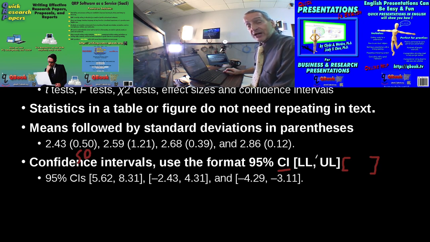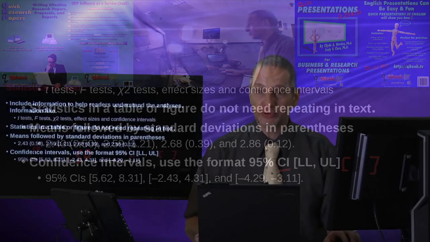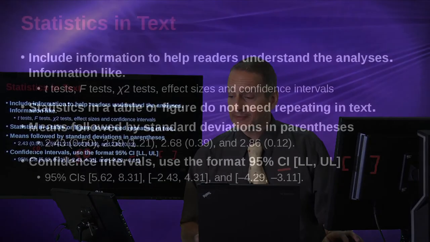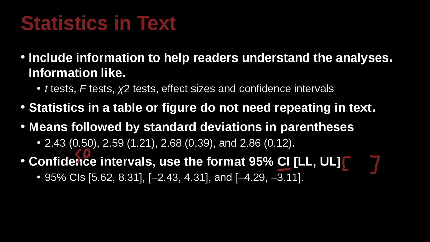Now, this depends on your area, right? In business, we don't often have confidence intervals, although maybe you should. We often skip over them. Maybe we should include them. And depending on your field, you may be required to include them. So it all depends. Let's take a look at some examples here. 95% confidence interval, 5.62, 8.39. 5.62 is the low, 8.39 is the high.